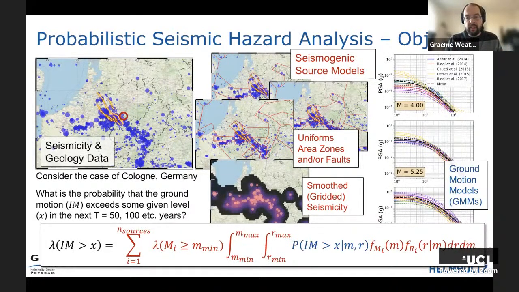And once we have this, the important last piece is the ground motion model, which is what we use to describe the probability of our ground motion exceeding a certain level, given the occurrence of each magnitude and source-to-site distance.